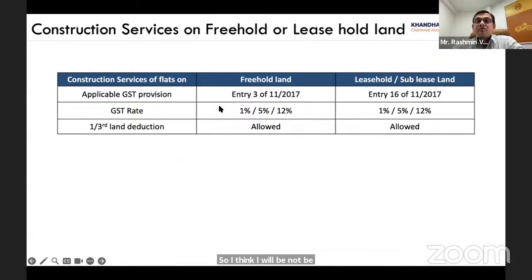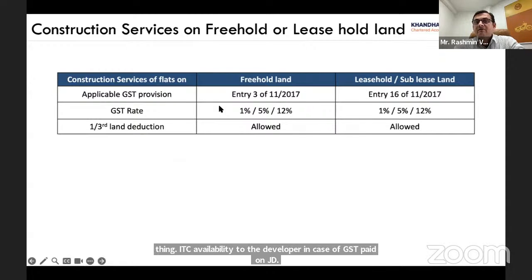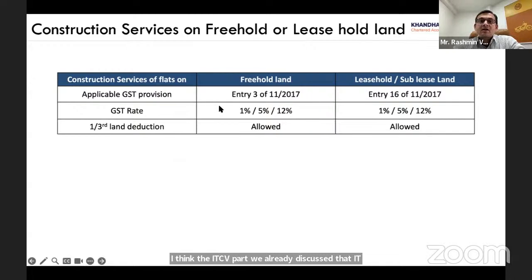ITC availability to the developer in case of GST paid on JDA. I think we already discussed that ITC will be eligible only on the commercials. Otherwise, it will not be eligible.